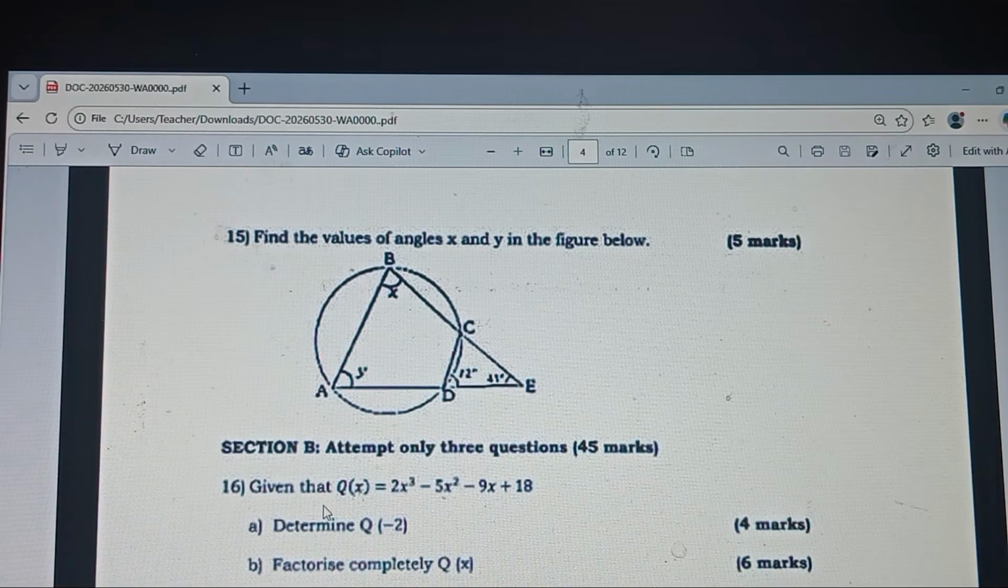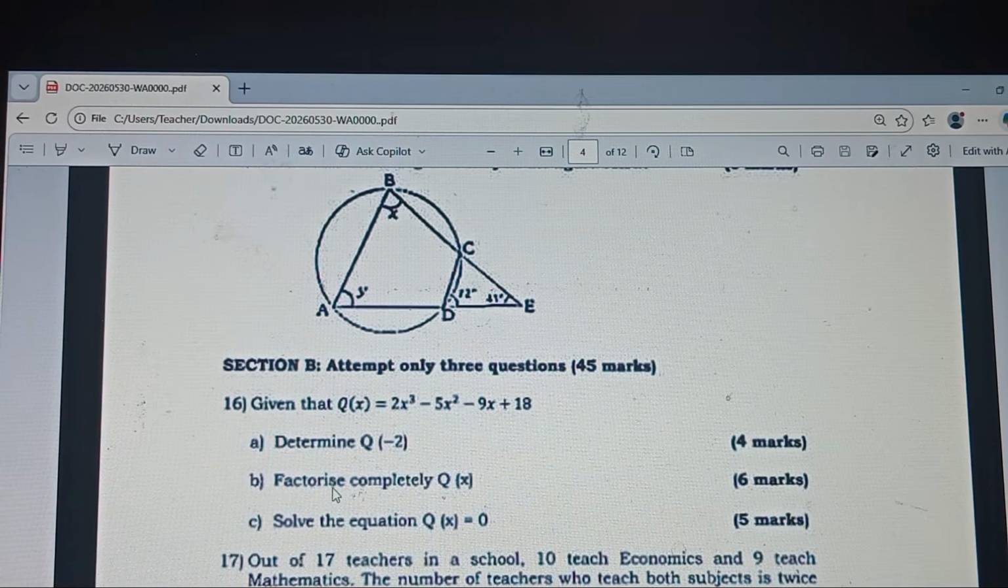For here we have question number 16. For question number 16, we are asked to determine the value where x is -2, then you substitute. After that, they ask you to factorize.